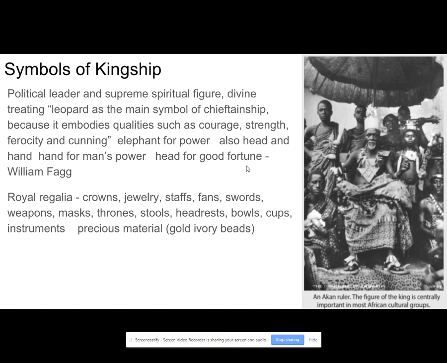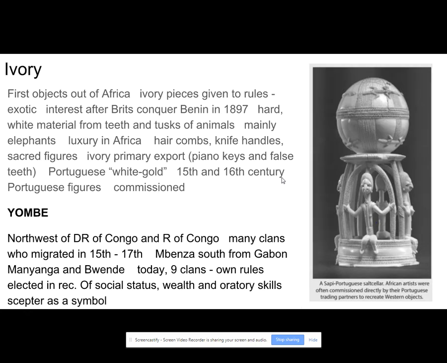Royal regalia: crowns, jewelry, staffs, fans, swords, weapons, masks, thrones, stools, headrests, bowls, cups, and instruments, made out of precious material, gold, ivory, or beads. Ivory, these are some of the first objects that came out of Africa. Ivory pieces were given to rulers. They were considered exotic. And there was more interest in these items after the Brits conquered Benin in 1897.